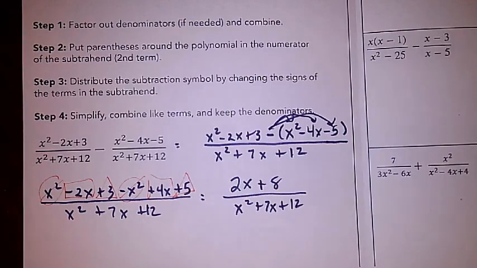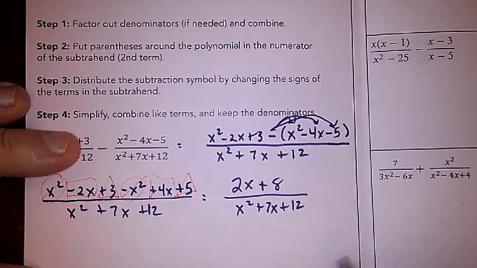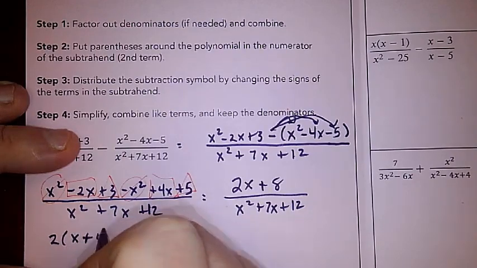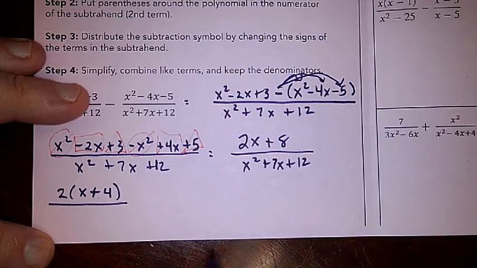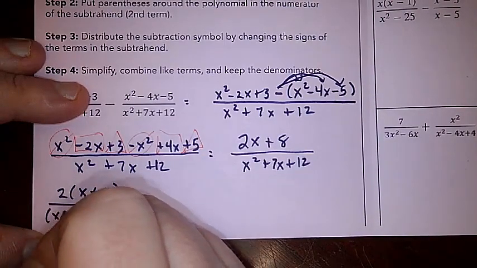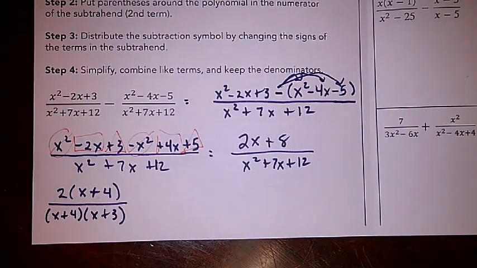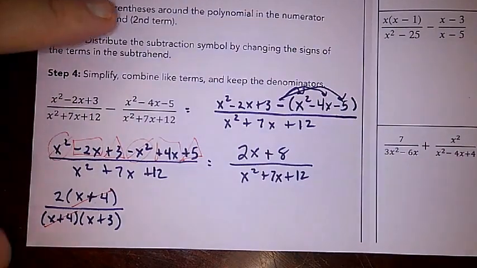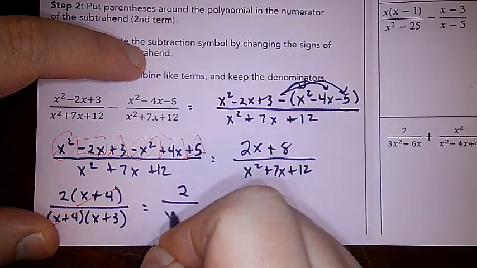Now, I'm going to do any simplification through factoring that I can. I'm going to factor a 2 out of my numerator, just in case, leaving me with 2 times x plus 4. I'm going to factor my denominator, which will become x plus 4 times x plus 3. Notice again that I can cancel factors of x plus 4 from both the numerator and denominator, leaving me with 2 divided by x plus 3.